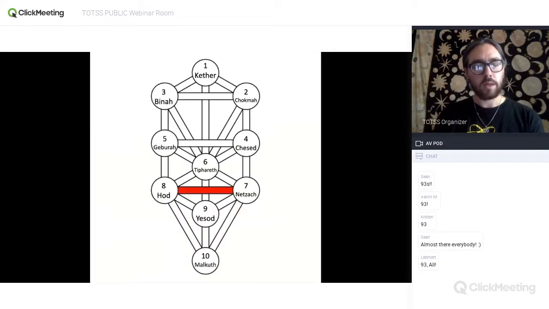All right, so here is the path of Pei on the Tree of Life. The final path in this kind of dark or threatening or challenging triad that we saw of Nun, Ayin, and now Pei. It's the third of our reciprocal paths. Reciprocal paths means they're horizontal on the Tree of Life.